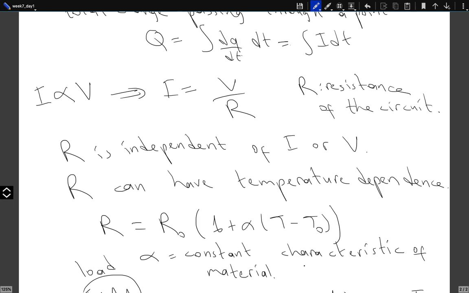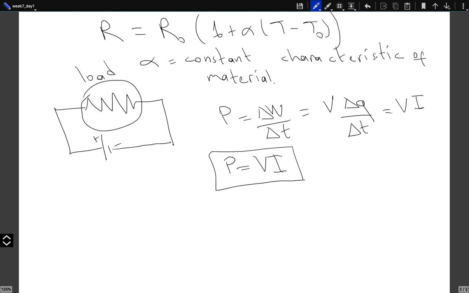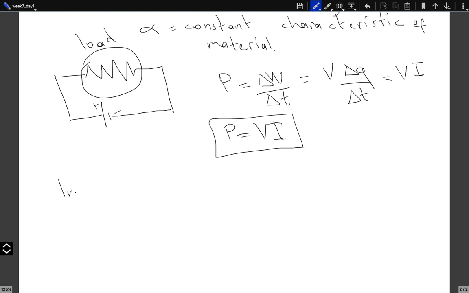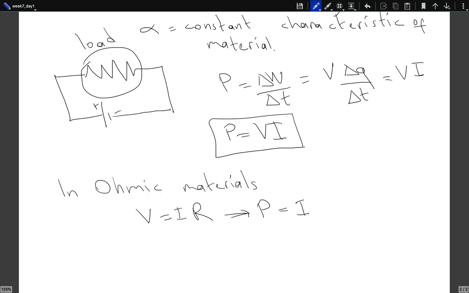Now, this is called Ohm's law. Not all the materials satisfy Ohm's law, by the way. But in this course, at least, we will be interested only in the so-called ohmic materials. Well, we can say that V is equal to I times R, and hence P is equal to I squared times R, or I is equal to V over R. So P is equal to V squared over R.